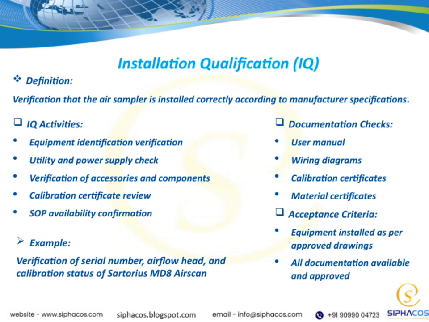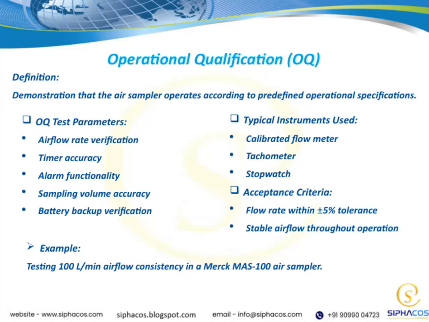Let's take a closer look at this example of testing airflow consistency, specifically at 100 liters per minute using a Merck MAS 100 air sampler. When conducting this test, we typically use a few key instruments. First, a calibrated flow meter to ensure accurate measurement of airflow. Second, a tachometer to verify the rotation speed of any moving parts. And third, a stopwatch to keep track of timing during the test.